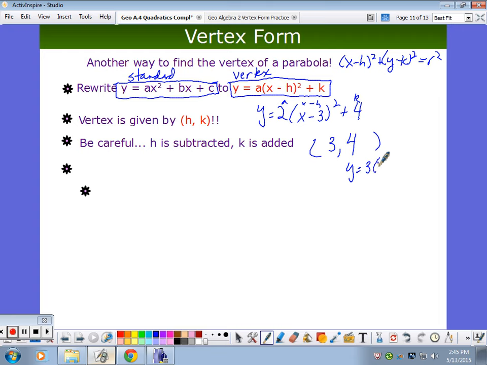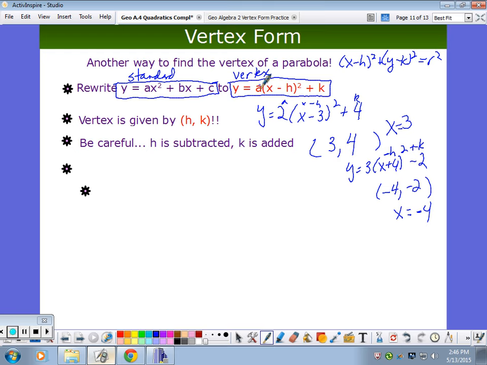Let's try a different one. y equals 3 times x plus 4 squared minus 2. What's the vertex? Negative 4, opposite of this, same one as this. Because this is a minus h, so I must have subtracted a negative 4, and this is plus k, so I guess I added that negative 2. Let me ask you another question. If I know the vertex, what's the axis of symmetry for this first one? x equals 3. Because it's all right on that same line, isn't it? What's the axis of symmetry here?